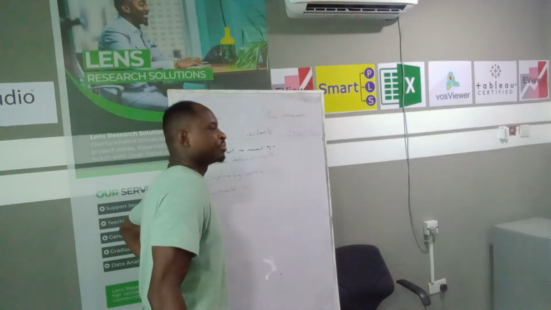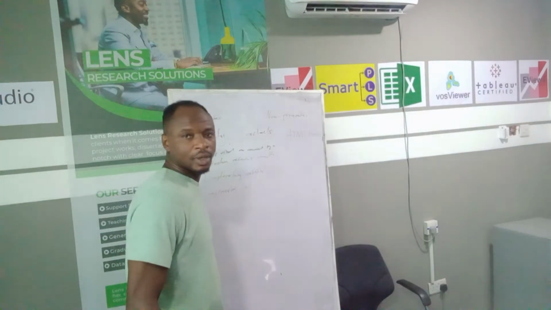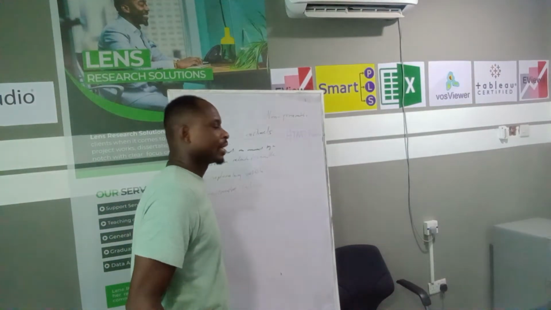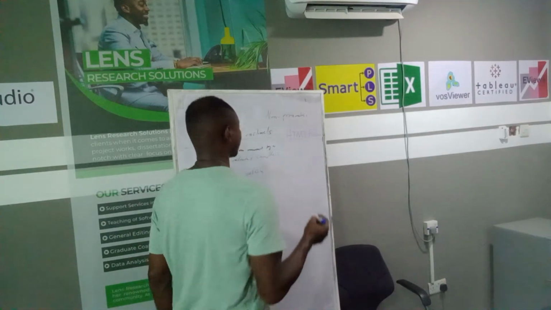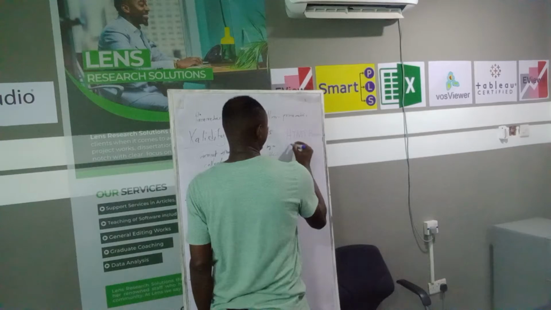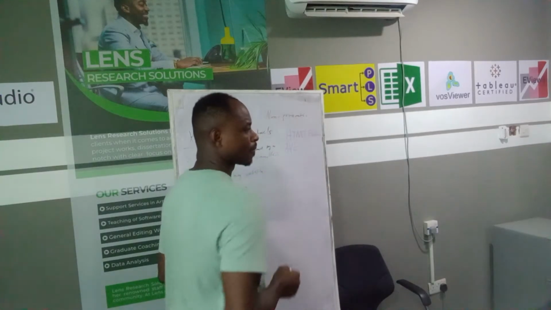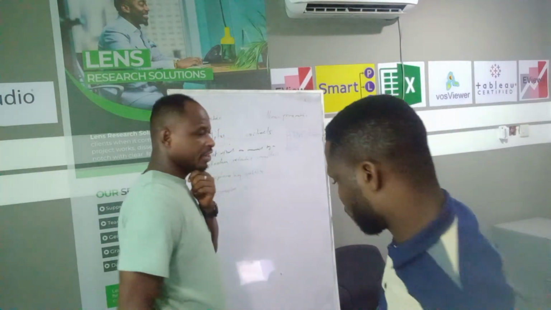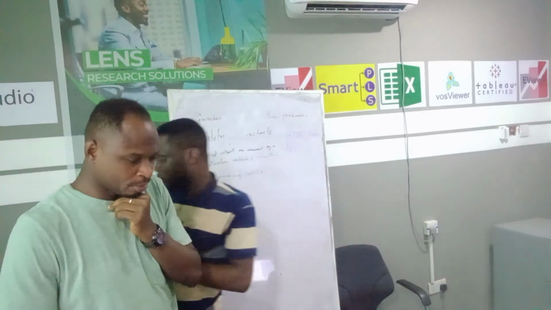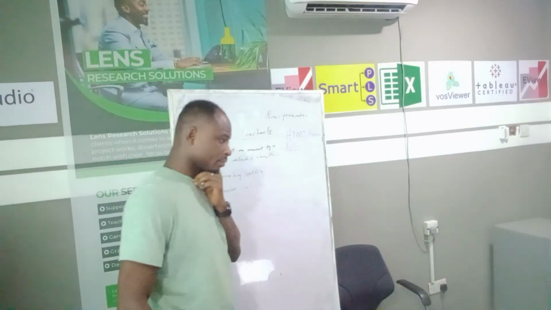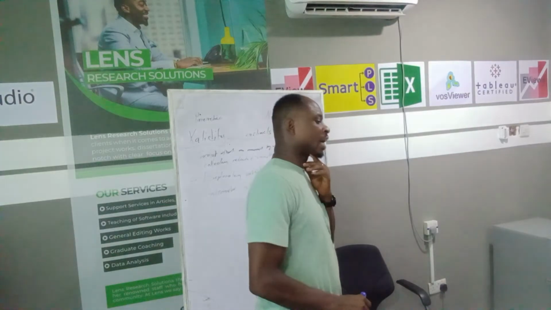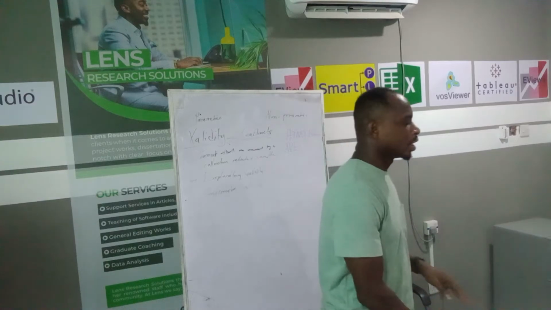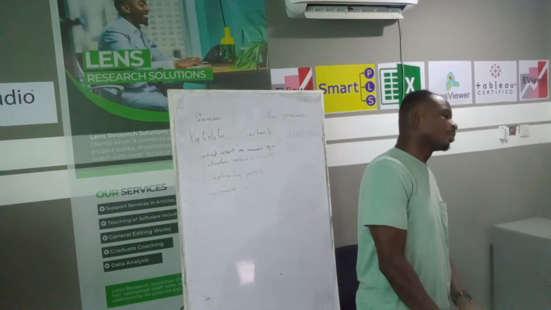Understand? You can also look out for convergent validity, and the convergent validity is measured by the AVE. AVE should be 0.5 and above. Okay? It should be 0.5 and above.